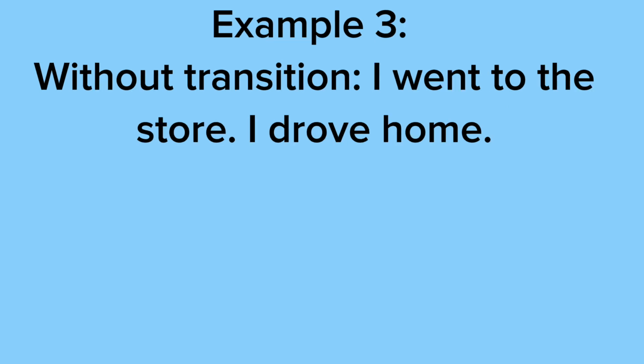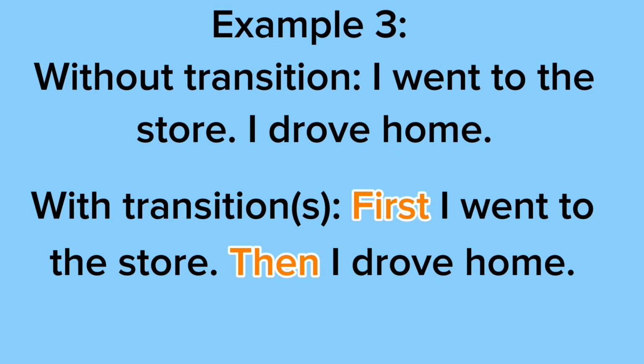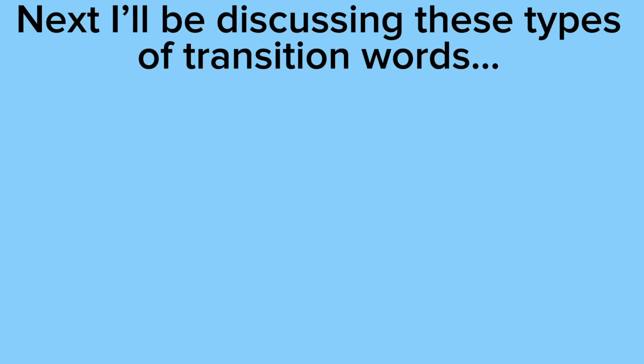So example 3, without transition words, it says, I went to the store, I drove home. Notice how without a transition word, it's just going from one sentence to the next, or one subject to the next subject. So with transition words, the sentence says, first I went to the store, then I drove home. So now you have a better understanding of the order of events. Next, I'll be discussing different types of transition words.